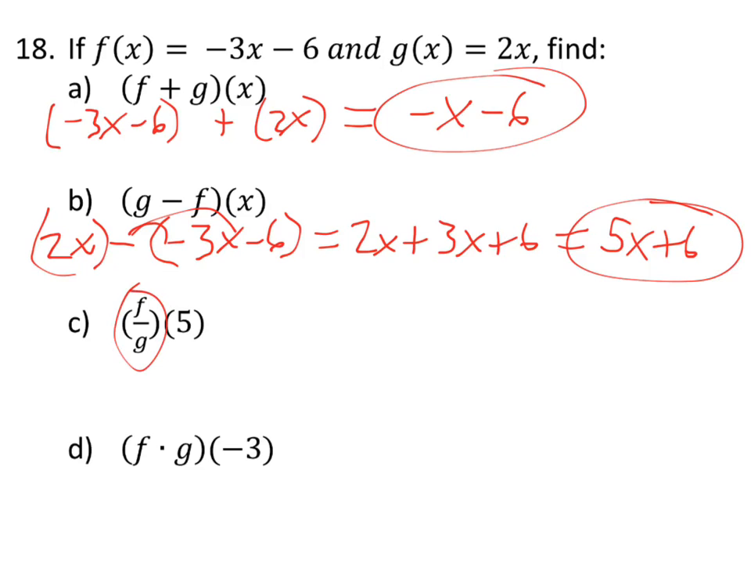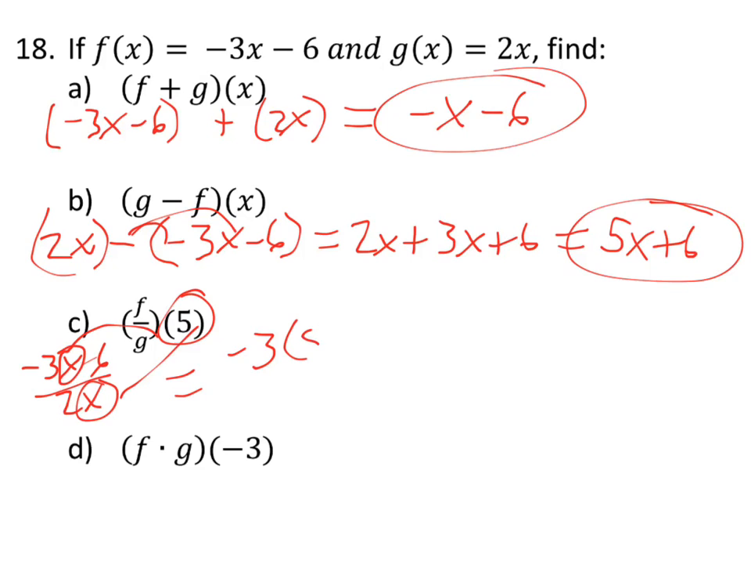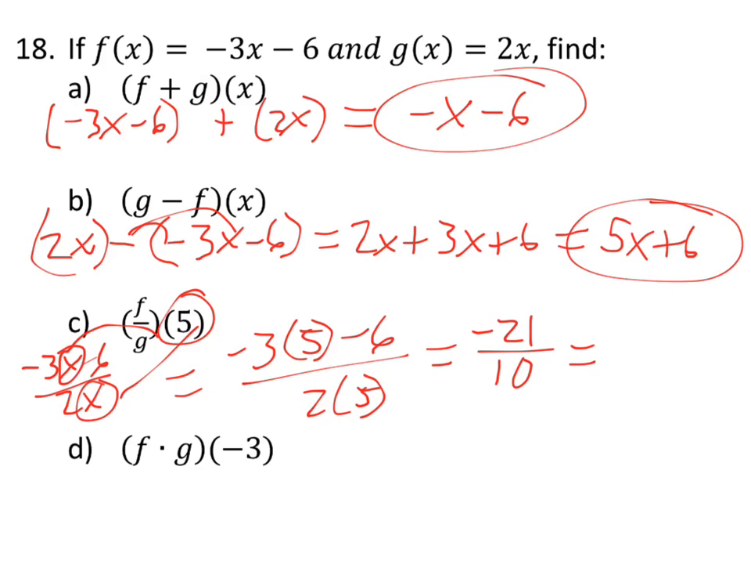And the next part, f over g of 5. Well, f over g is going to be negative 3x minus 6 over 2x. The 5 is going to go where all these x's are. And when you do that, you get negative 3 times 5 minus 6, and then 2 times 5 on bottom. Negative 3 times 5 is negative 15 minus 6 is going to give you negative 21. And 2 times 5 is 10. And that's actually as simplified as it's going to be.